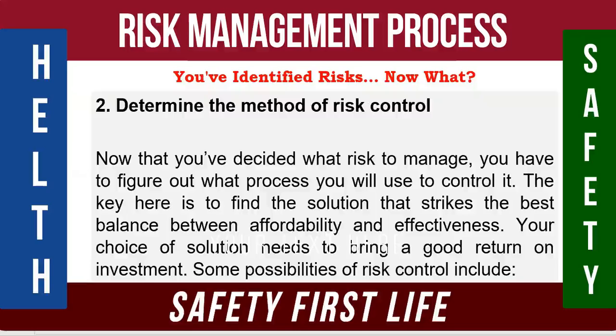Now you understand severity. You know how frequently the incident is going to happen. The second step is how to control this incident, how to stop, how to avoid, or how to prevent this accident or incident. For that reason, you need to choose a method of risk control. You have decided what risk to manage. You have to figure out what process you will use to control it.